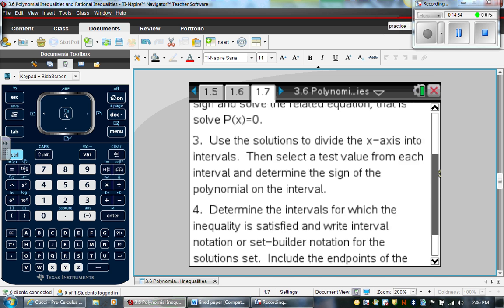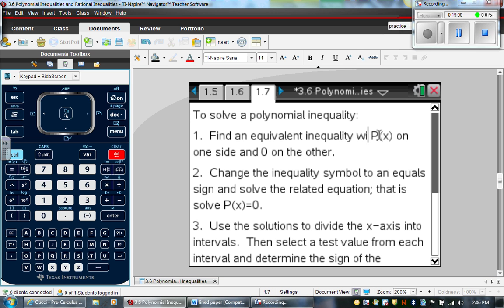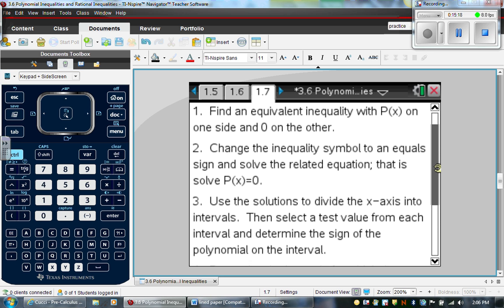Okay, so the steps in solving a polynomial inequality, I'm sorry, is first to find an equivalent inequality with p of x on one side and 0 on the other. So get it so that everything's on one side, so that it's greater than or less than or greater than or equal to 0. Change the inequality symbol to an equal sign and solve the related equation.